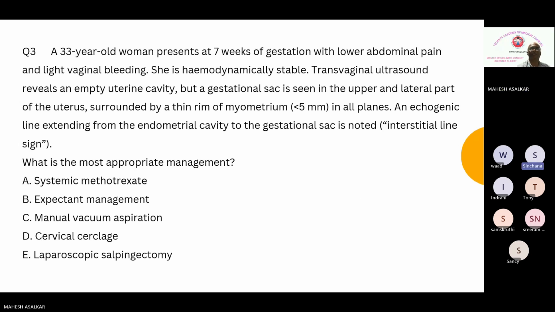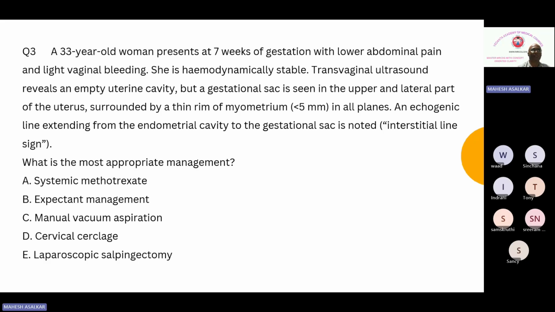A 33-year-old woman presents at 7 weeks of gestation with lower abdominal pain and light vaginal bleeding. She is hemodynamically stable. Transvaginal ultrasound reveals an empty uterine cavity, but a G-sac is seen in the upper and lateral part of the uterus, surrounded by a thin rim of myometrium less than 5 mm in all planes. An echogenic line extending from the endometrial cavity to the G-sac is noted, which is the interstitial line sign. Without looking at the options, can you tell the diagnosis? It is an interstitial ectopic pregnancy.